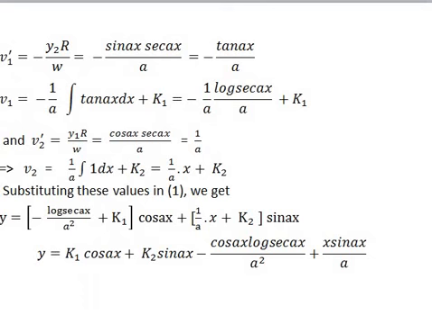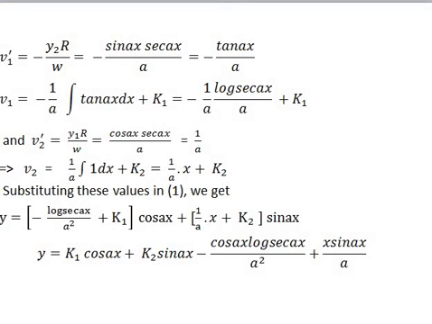v1 dash is equal to minus y2 r divided by w. y2 is sin ax, r is secant ax, w is equal to a. Secant ax can be written as 1 over cos ax. Therefore sin ax by cos ax is tan ax. So minus tan ax divided by a. We integrate: v1 is equal to minus 1 by a integration of tan ax plus k1, where k1 is the constant of integration. The integral of tan ax is log secant ax divided by a, plus k1.